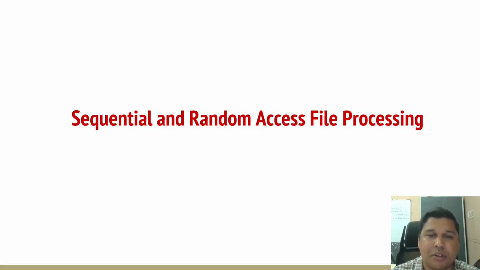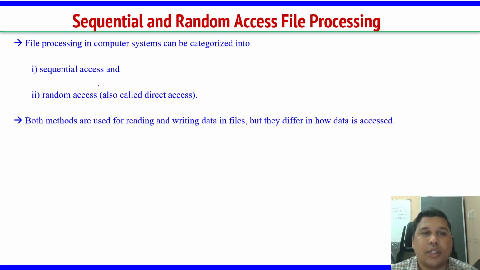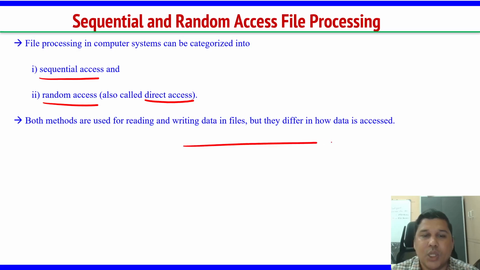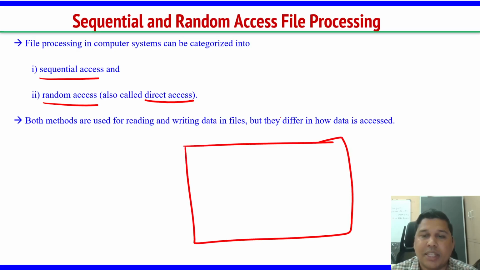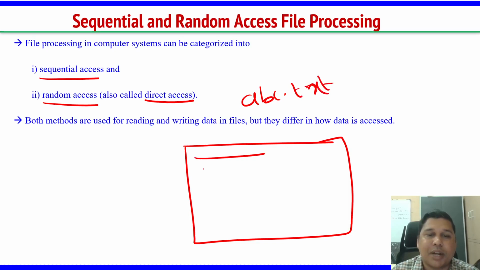Sequential and random access of files. So, generally we have two types of accessing a file, sequential and random access, also called direct access. Means you have a file with you, maybe with some name abc.txt, and it has some content in it, right?